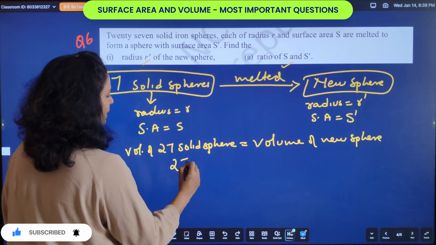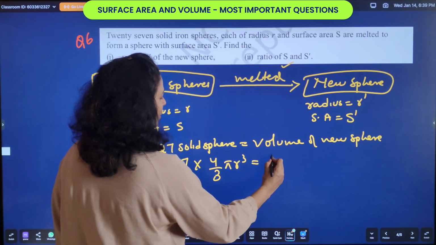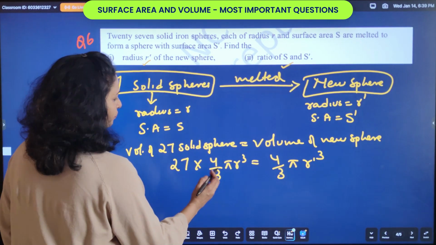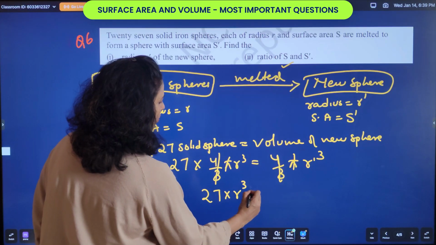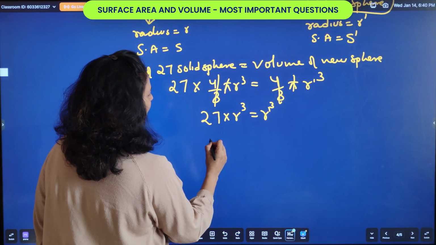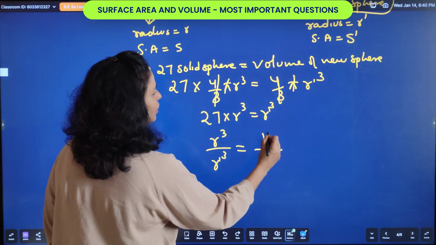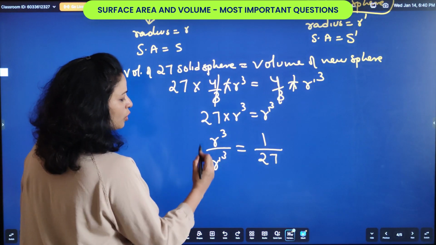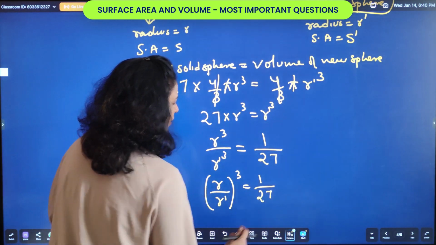So here 27 into 4 by 3 pi r cube is equal to 4 by 3 pi r dash cube. Okay, so here 4 by 3 pi you can cancel, so we get 27 into r cube is equal to r dash cube. So here I will keep this together, and what remains here is 1, and this 27 I have taken in the denominator. So both are cube, right? So I can write r by r dash whole cube is equal to 1 by 27, right?